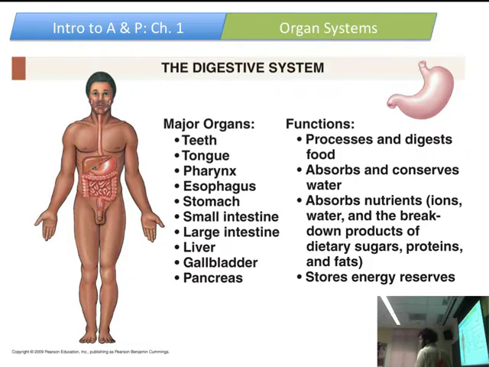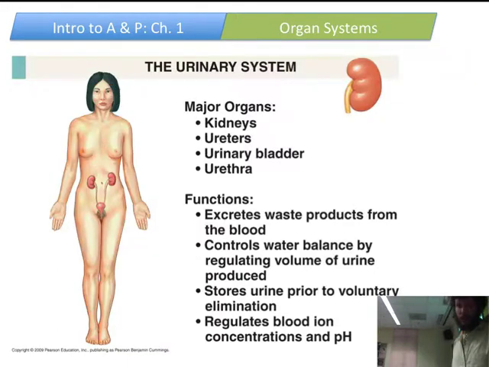The function here is to process food, extract nutrients, maintaining water balance by absorbing and conserving water. And the liver is also important in storing energy reserves. This is where we form and store glycogen, the liver and in muscle cells.